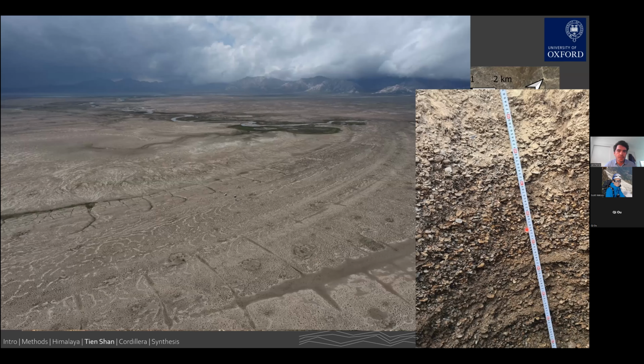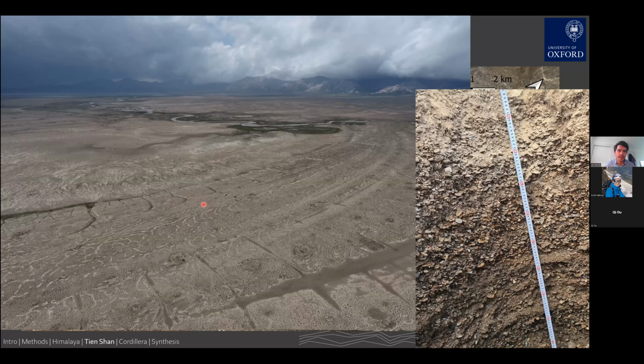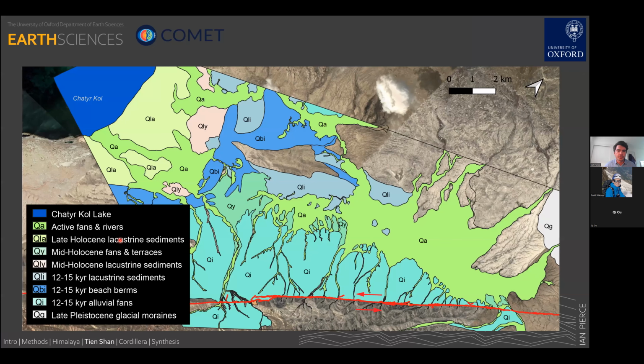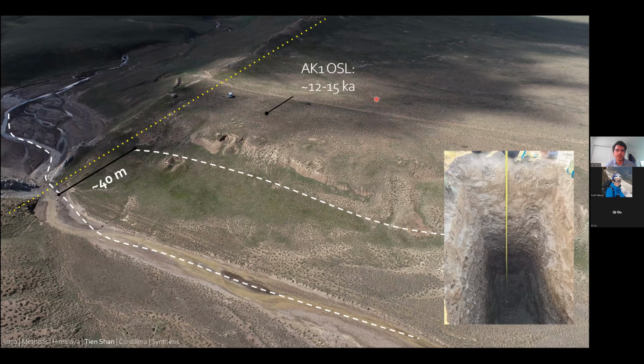So this is the beach berm from the high stand of the lake. And we have an age of about 11,000 years, which is similar to the age of these alluvial fans, about 12,000 years. We have a minimum offset of about 40 meters left laterally in that 12 to 15,000 years.